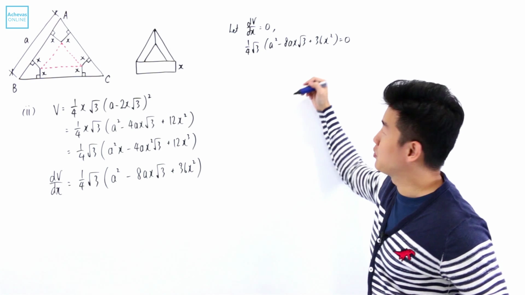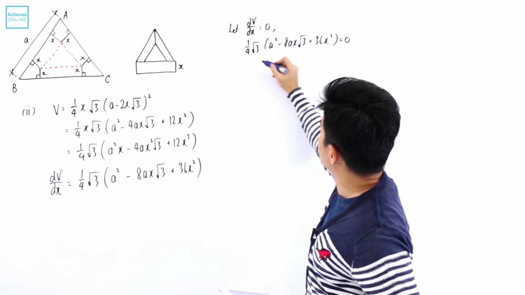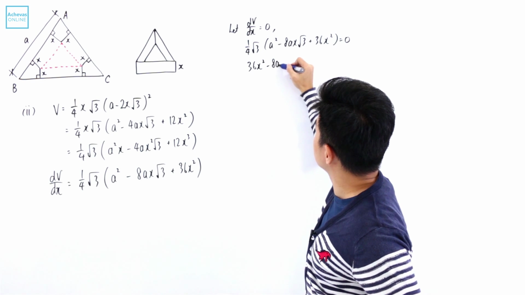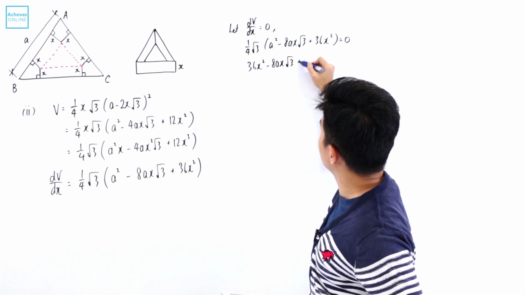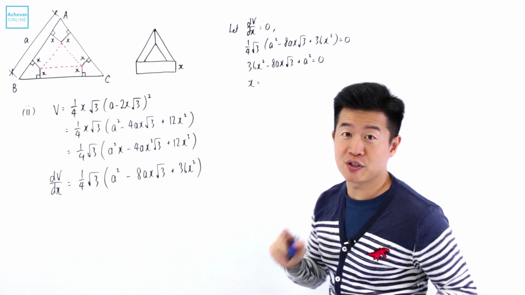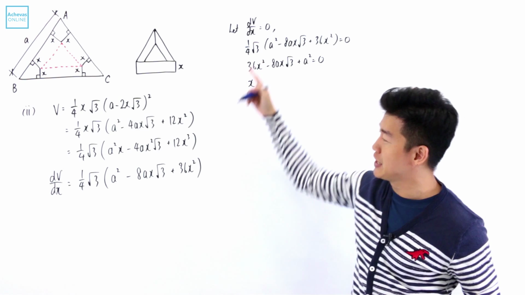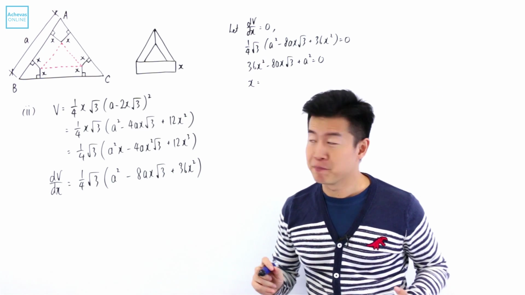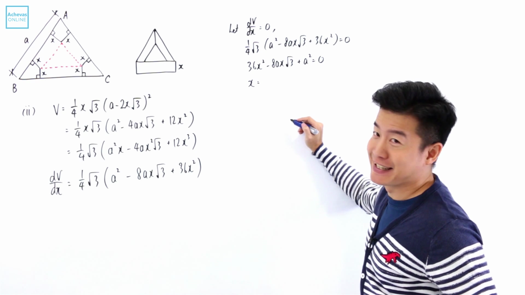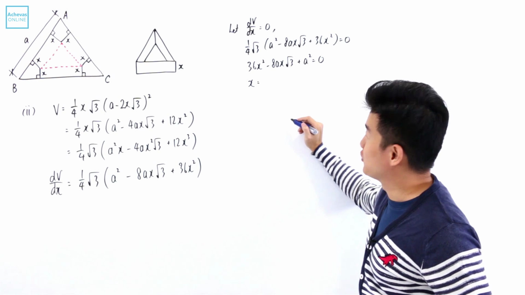With this, I can just multiply across. So what I will be getting is 36x squared minus 8ax square root of 3 plus a squared is equal to 0. I need to solve for x, because that is going to be the value that causes v to be stationary. Solving for x, let's use the quadratic formula. I can see that it is going to be a very tedious set of solutions.